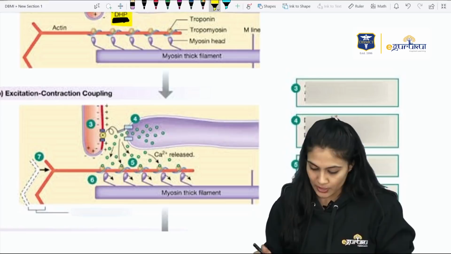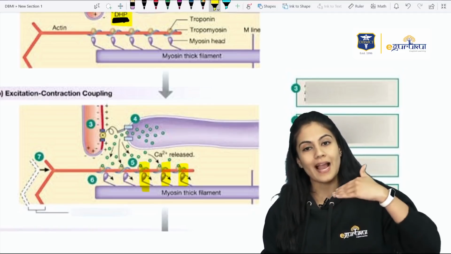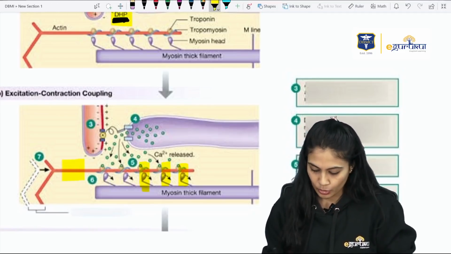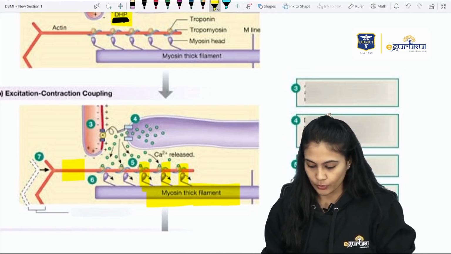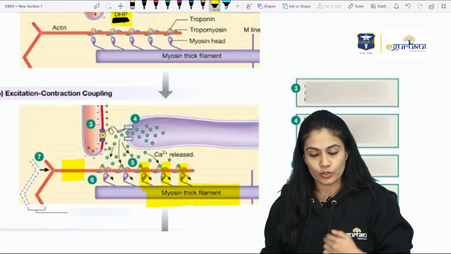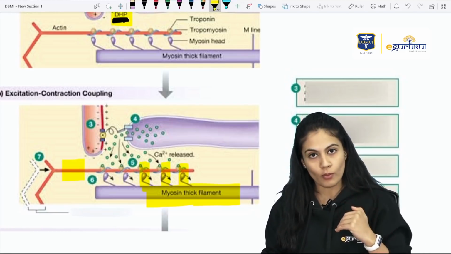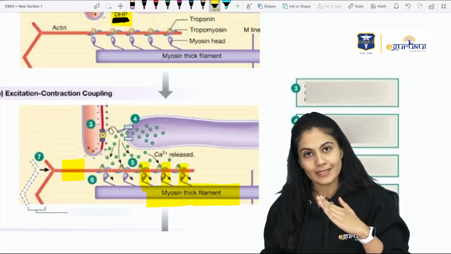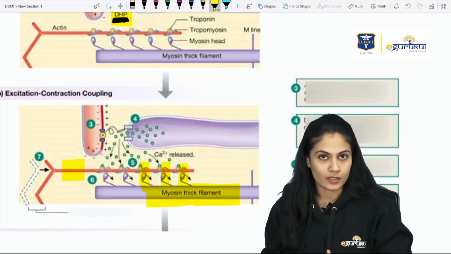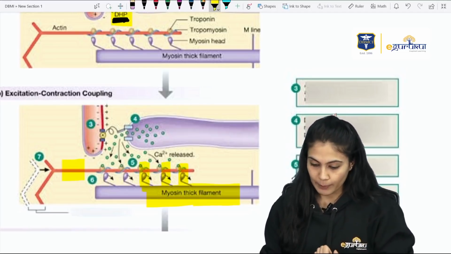Once the cross bridges are formed, over here you can see that the head is attached to the active site of the actin molecule. This one is the actin molecule, and this thick filament is the myosin molecule filament, which has the heads attached to the active site of actin. Now the cross bridges are formed. The neck will be tilted and the contraction will occur. So this is nothing but excitation-contraction coupling.